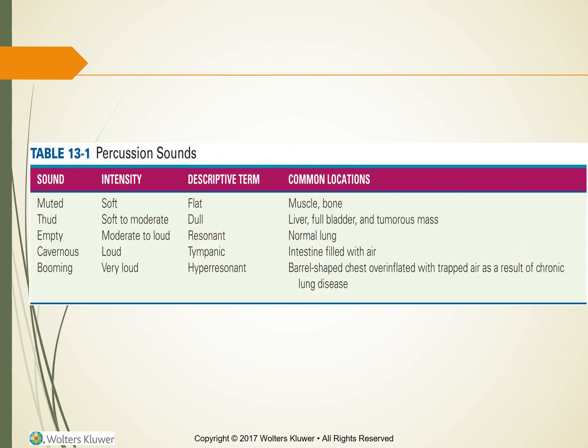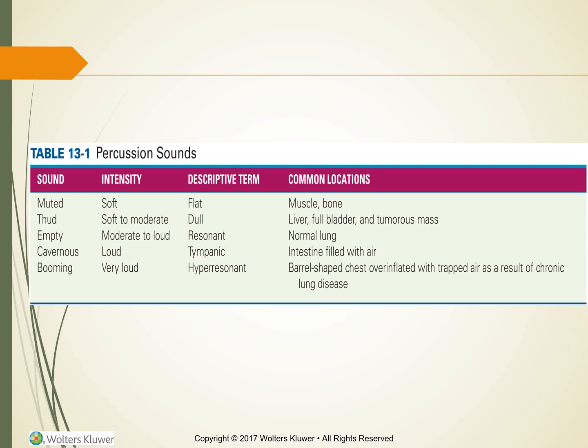Percussion sounds. There's muted, thud, empty, cavernous, and booming. Muted is soft, flat, and usually occurs over muscle or bone. Thud is soft to moderate. It is a dull sound, and then it's heard over the liver, full bladder, and tumorous masses.